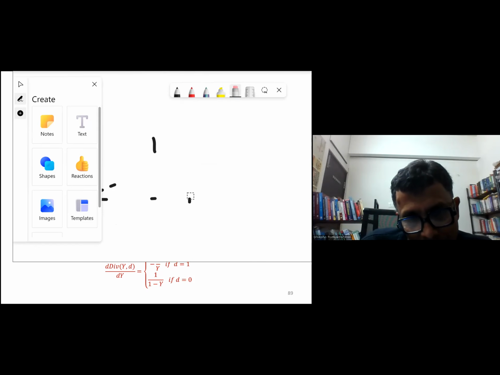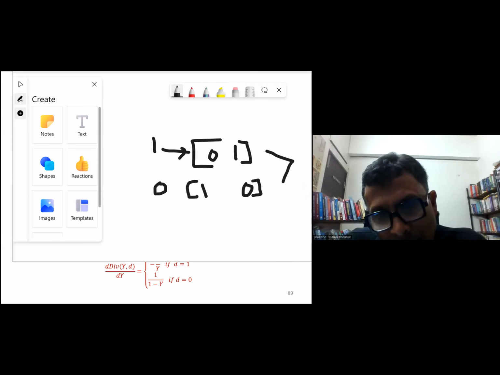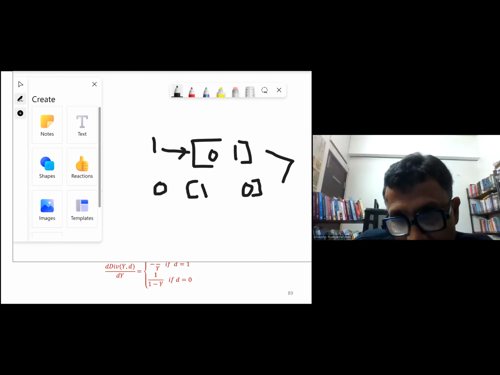So if I have 2 classes, and if the desired output is class 1, I can think of this as the vector 0, 1. If the desired output is class 0, I can think of this as the vector 1, 0, right? And this is like saying that the probability of class 0 is 0, and the probability of class 1 is 1. Here, this is like saying the probability of class 0 is 1, and the probability of class 1 is 0. So these one-hot representations actually represent probability distributions.